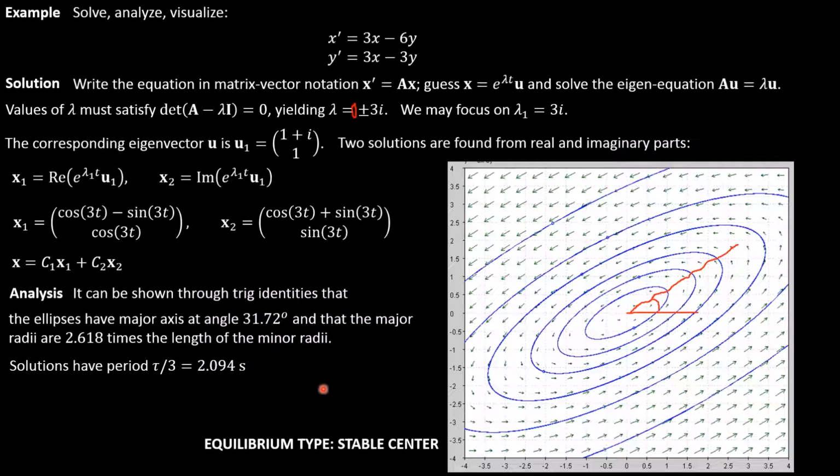And so this is called a stable center. You'll notice that for each one of the problems I solve, I always state the equilibrium type at the end. So I believe we've seen 3 so far. We've seen a node, we saw an unstable node, we saw an unstable spiral, and now we've seen a stable center.